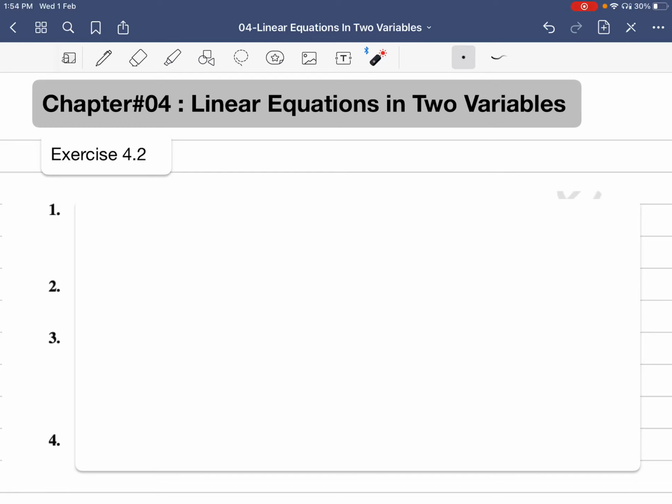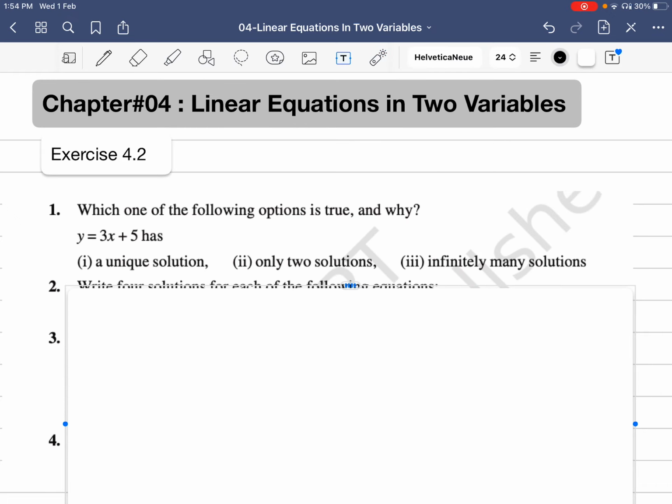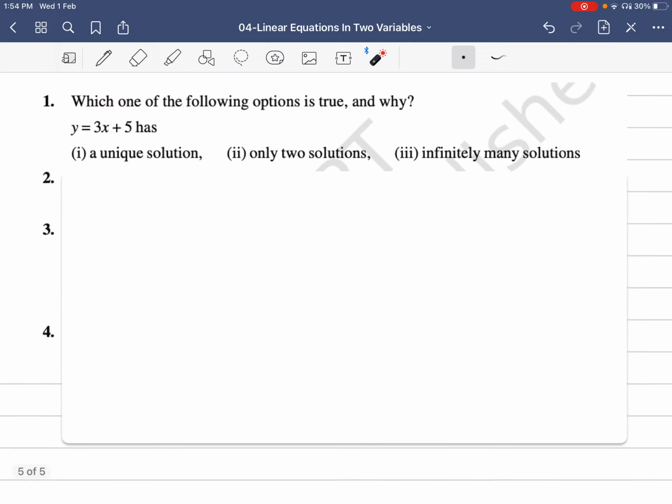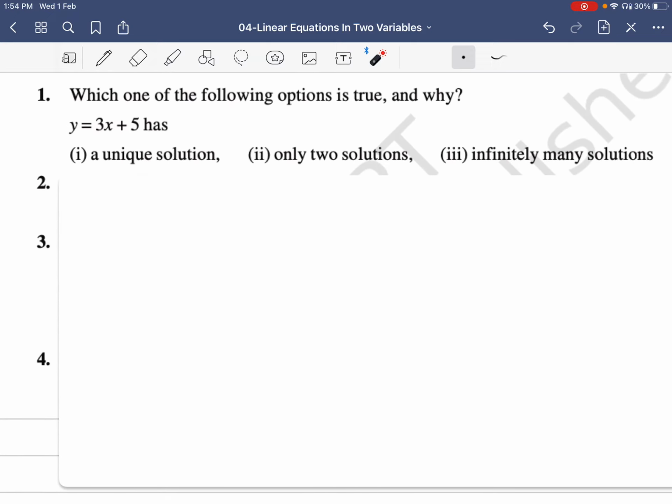So in this video, we're going to start solving problems from exercise 4.2 from chapter number 4, linear equations in two variables. So let's see what the first problem is. Let's read what the problem is. Which one of the following options is true and why?